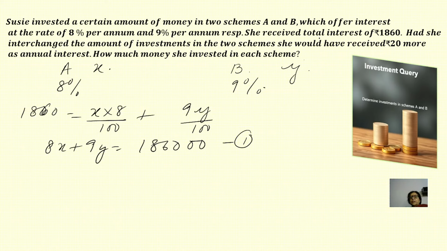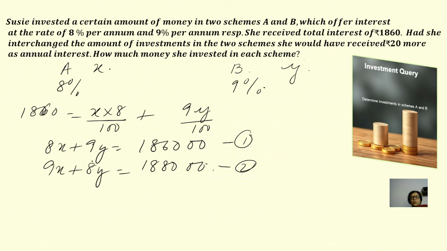Then the question says, had she interchanged the amount of investments in the two schemes, she would have received 20 more as annual interest. That means supposing she puts the x rupees in scheme B, so now she is getting 9% interest. So this will become 9x plus 8y is equal to 20 more, that means 188000. So these become your equations.